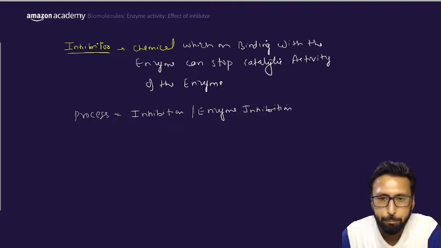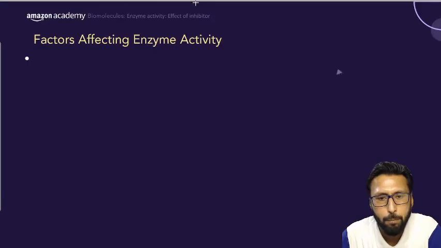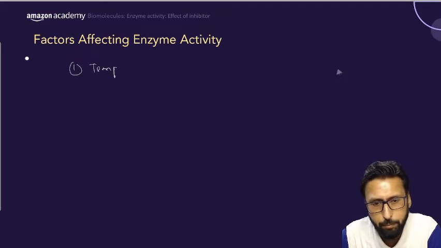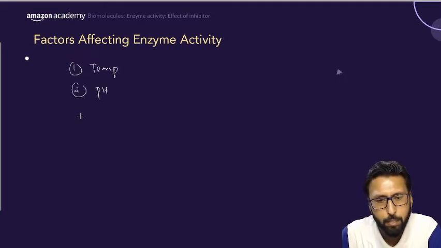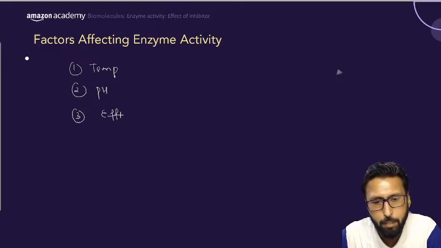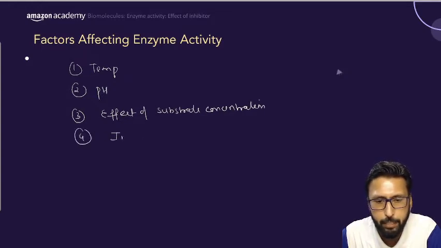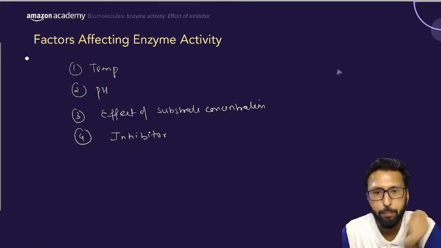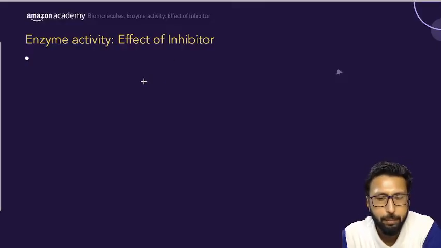Now as we discussed in the previous classes, we have different factors which can affect enzyme activities, such as temperature, which we have discussed already, pH, effect of substrate concentration, and finally our inhibitors. So in this session we are going to talk mainly about inhibition: enzyme activity and the effect of inhibitors.